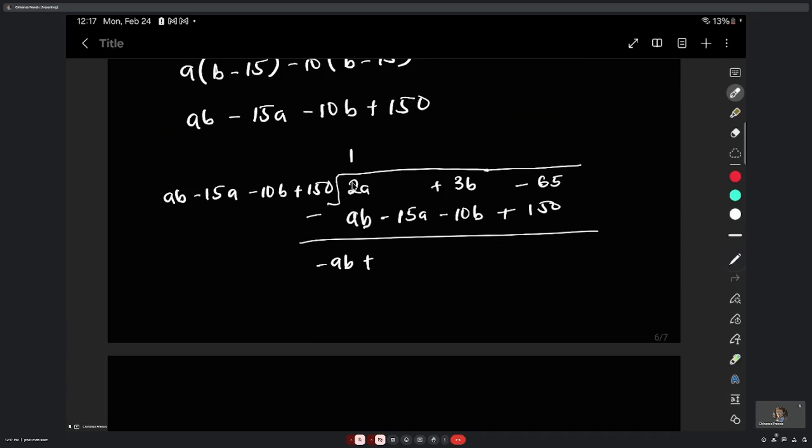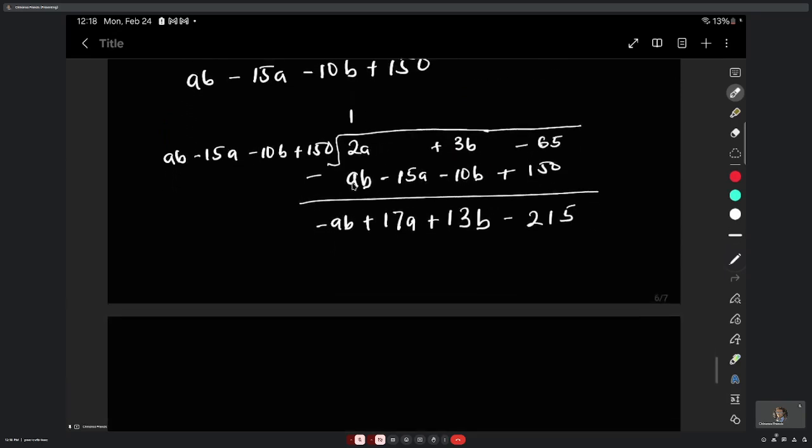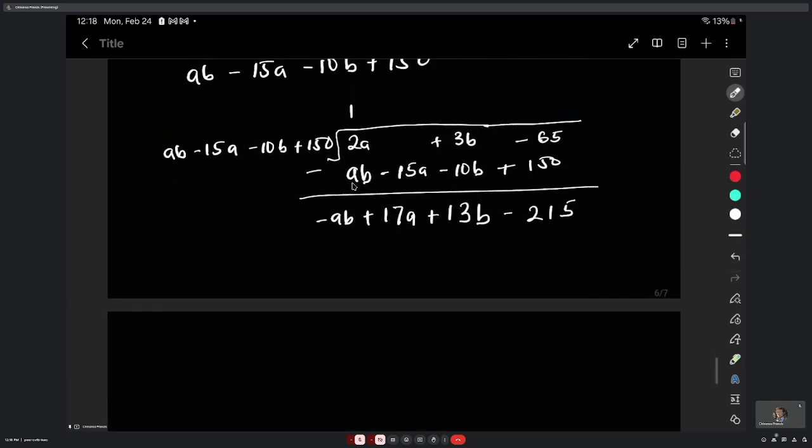Okay, let's do the ones down. Plus 17A, 2A and 15A. Okay, so that's 17A plus 13A, plus 13b. Plus 13B, sorry. And minus 215. Okay. Now what? So one is the quotient, while every other thing is the remainder.